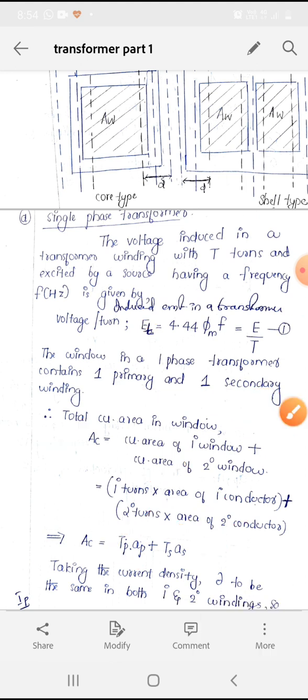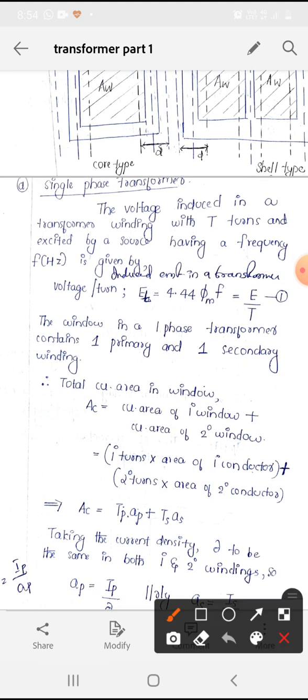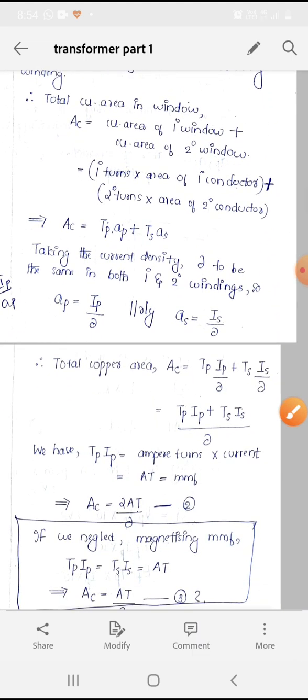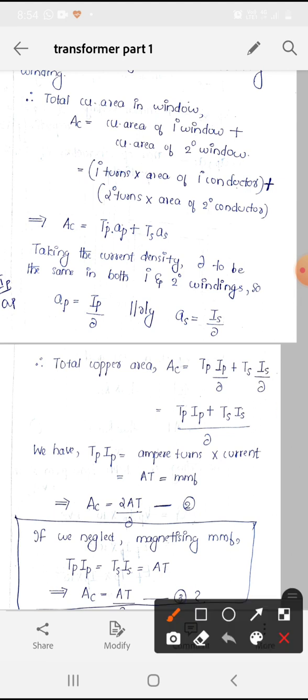Okay, so continue with the derivations. First we need to know the induced EMF in a transformer, then the total area of copper in a window, that we got as AC is equal to TP AP plus TS AS. So we all know that area is equal to current divided by density, isn't it? So AP, area in the primary section, is equal to IP by delta. Similarly, area in the secondary winding is equal to IS by delta.